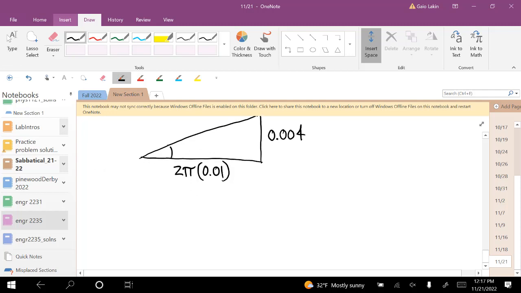So the angle theta for the ramp is the inverse tangent of 0.004 divided by, that's 0.0628.